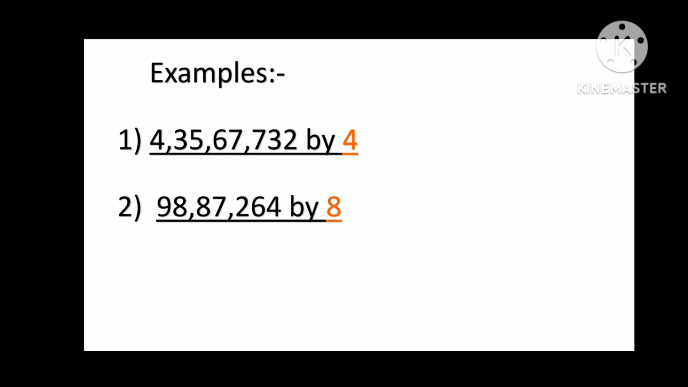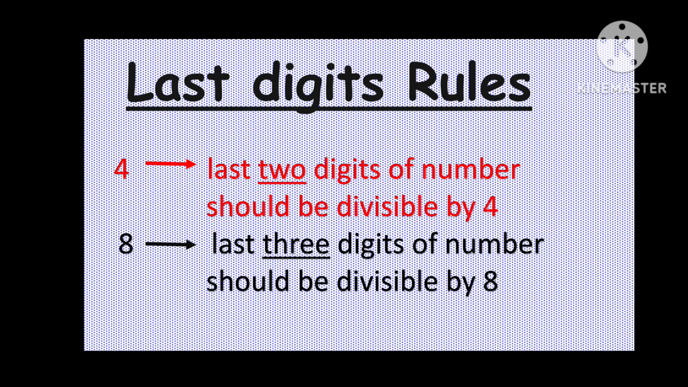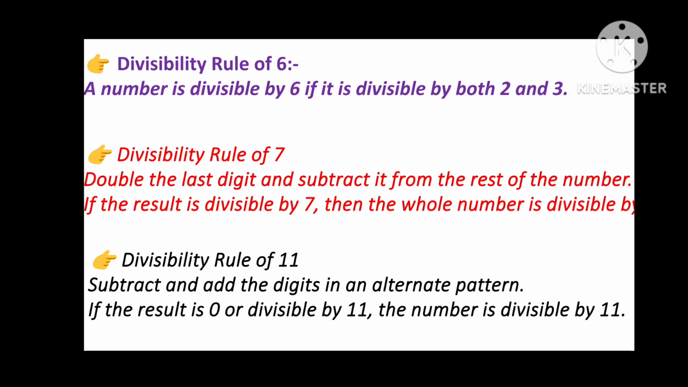Exactly. And what about the second example? In the second example, the last three digits are 264, which is divisible by 8. Therefore, the whole number is divisible by 8. I hope you have understood why we made a third group. And now the remaining three rules are there which we have to remember.